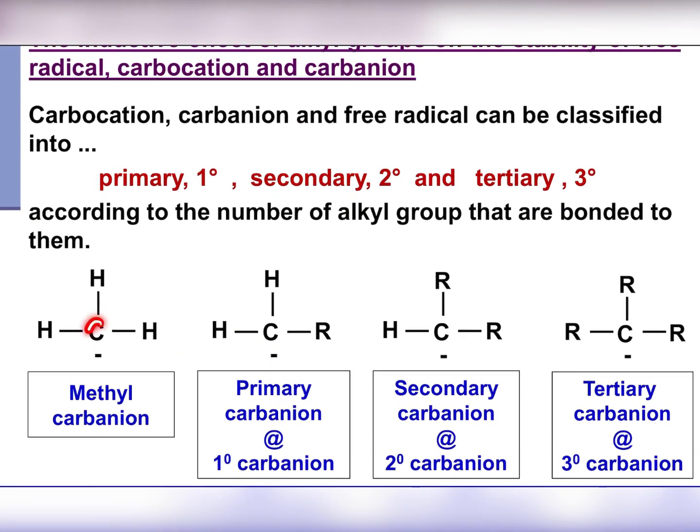Sama macam tadi, cuma carbanion charge negatif. So this one bonded to hydrogen, hydrogen, hydrogen sahaja. So this is methyl carbanion. This negative carbon ni bonded to one carbon. So ini adalah primary carbanion. Carbon ni bonded dengan 2 carbon, so secondary carbanion. Carbon ni bonded dengan 3, so tertiary carbanion.